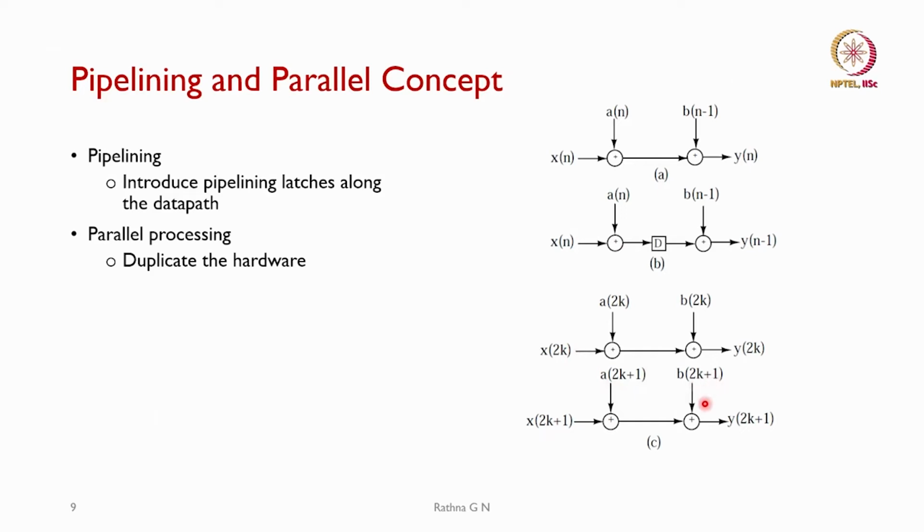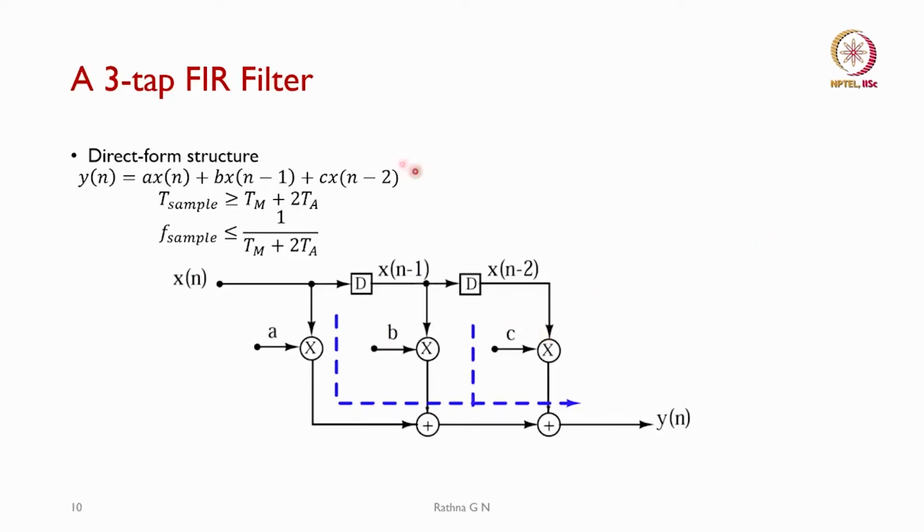Coming to the FIR filter, we will consider a 3-tap FIR filter. If we use the direct form structure, even the structure matters when we are designing our circuit. So, here we have used the direct form. In that case, what is the equation for my FIR filter? Y of n is a into x of n plus b into x of n minus 1 plus c into x of n minus 2.